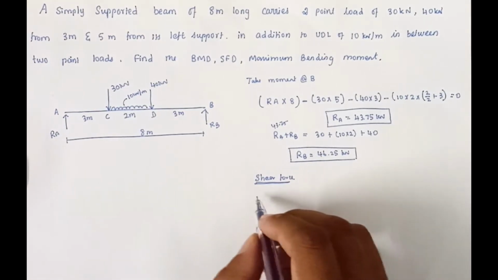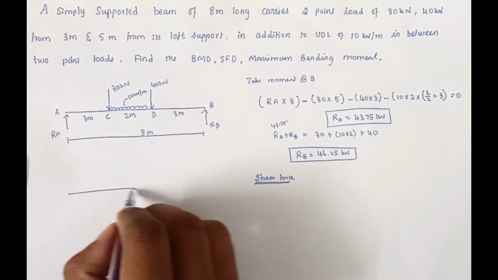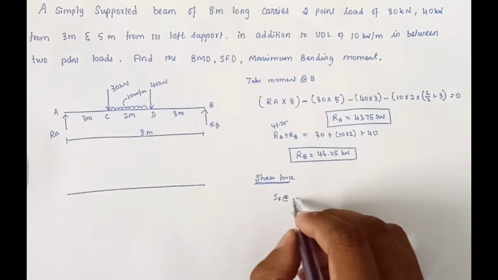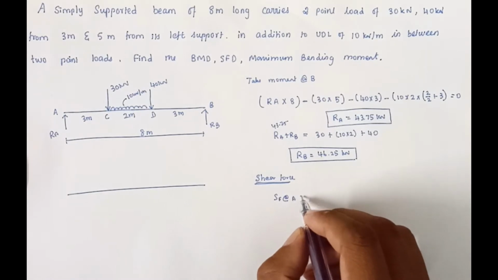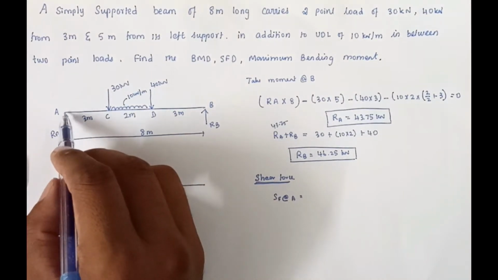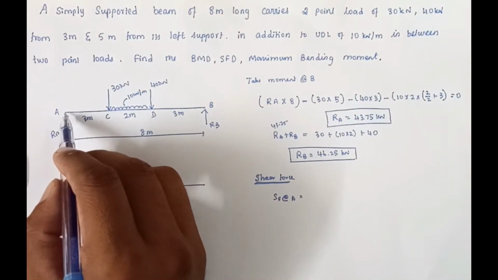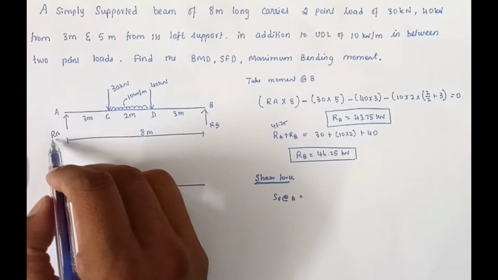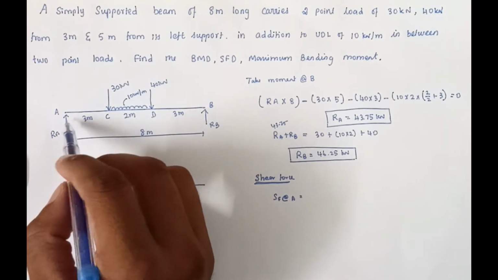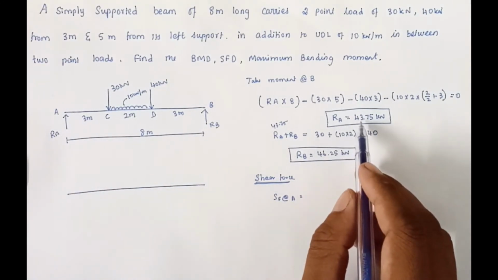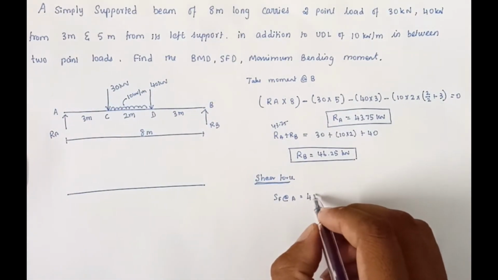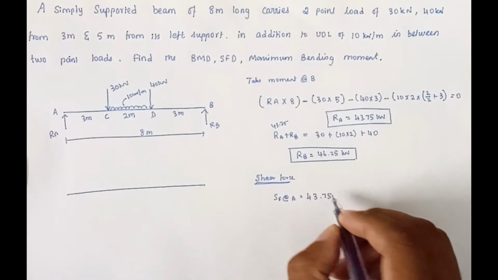So for shear force, we can draw the beam diagram. Shear force at A is positive. At A, on the left side there is no force, and on the right side we have the RA force. So RA equal to 43.75. This is clockwise, so the shear force is 43.75.